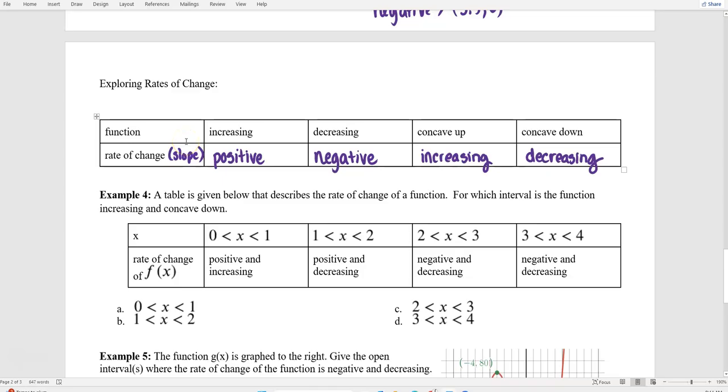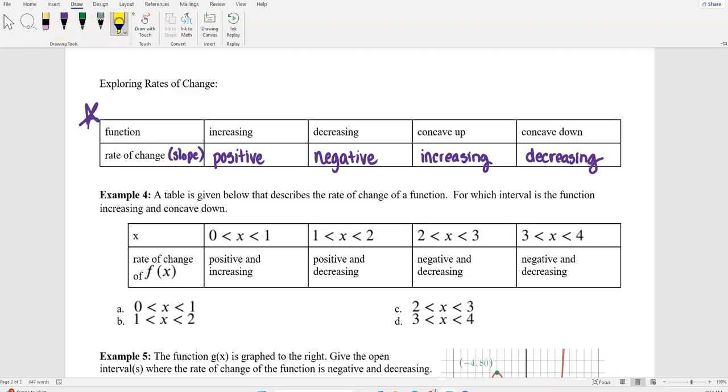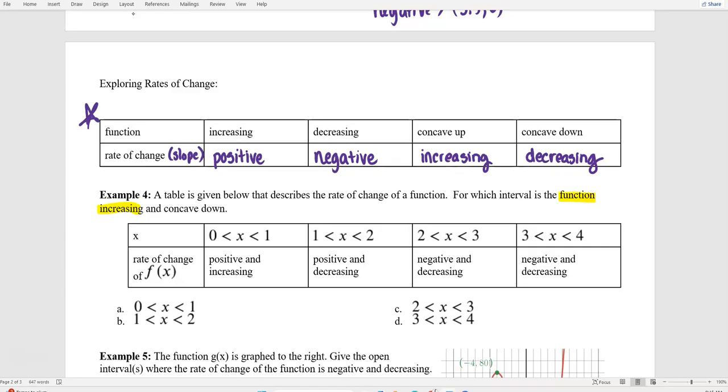If you memorize this chart right here, it'll definitely be to your advantage. It's a little confusing because it's got increasing and decreasing in two different places, and you can get mixed up between the two. But we are looking for, if I use a highlighter here, which interval is the function increasing and concave down. So we're looking for where the function is increasing and concave down.